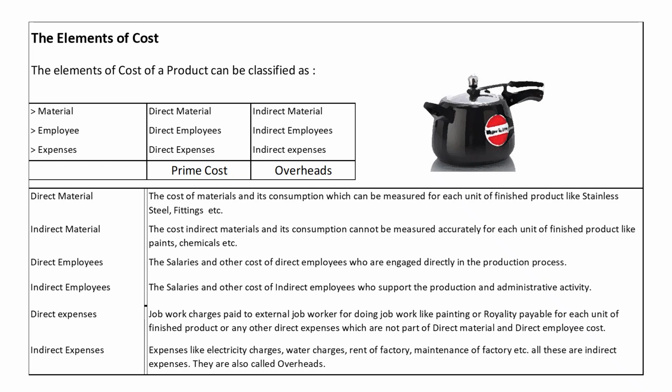And the conclusion: the sum of all direct expenses like material cost, employee cost, and expenses is called prime cost, and all indirect expenses like indirect material, indirect employee cost, and indirect expenses are together called overheads.